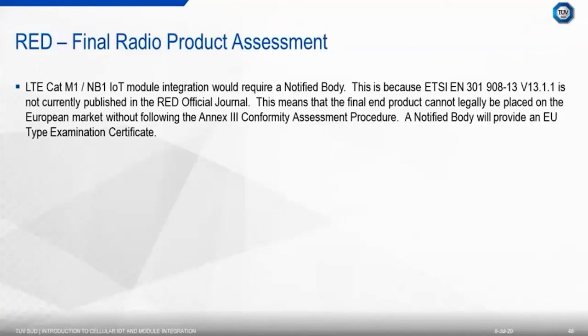That means that a final radio product cannot be legally placed on the market without following the Annex 3 conformity assessment procedure, and a notified body will review the technical documentation, including all the evidence of compliance, and they will provide a type examination certificate. Just because the radio module has been tested to ETSI EN 301-908-13 version 13.1.1 does not negate the need to do this, because it is applicable at final radio product level.